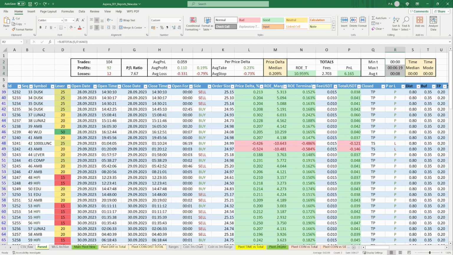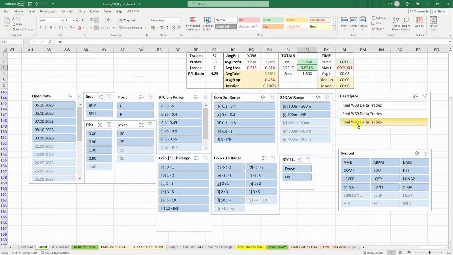Here are the results for week 40 so far, granted that they've been running only for 3 full days. Overall, it's not too bad. With the order size of 100 USDT, I have 3.5 USDT in profits and the respective 3.5% in RoE. The profit to loss ratio is quite a bit worse. It's 4.3 versus 7.5 in the preceding week.